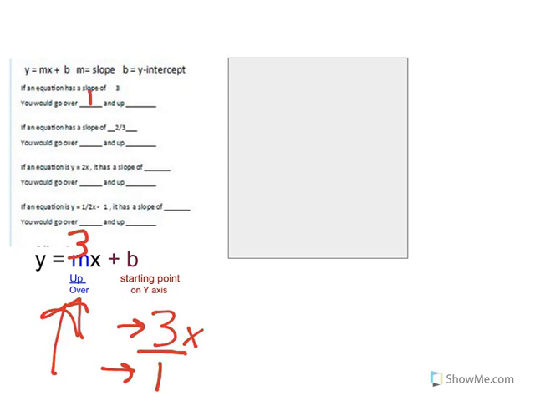It means you would go over 1 and up 3. So in a minute when we graph this, you're going to go over 1 and then up 1, 2, 3, and that's where you're going to make your next point. So that's how that works. Let's take a look at the next example.